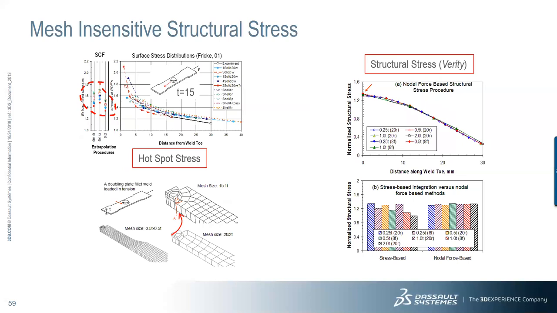When we plot the normalized structural stress against the distance along the weld, starting at section AA and going around the weld line, we find that the results are consistent when we use structural stress as the basis of the calculations. Some of the elements in the top plot on the right are 20 node reduced integration elements, and some are 8 node fully integrated elements. For all these different elements and mesh sizes, the plot of normalized structural stress is essentially the same. That shows the method is insensitive to the size of the mesh, the type of the element, the formulation of the element, and even the solver.